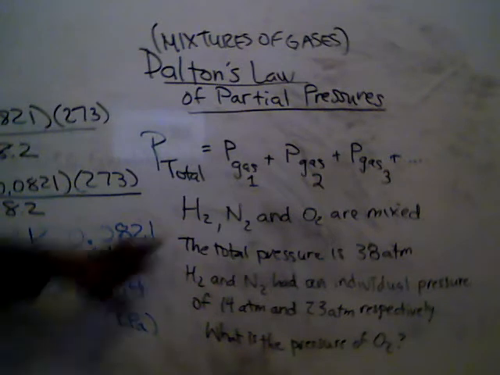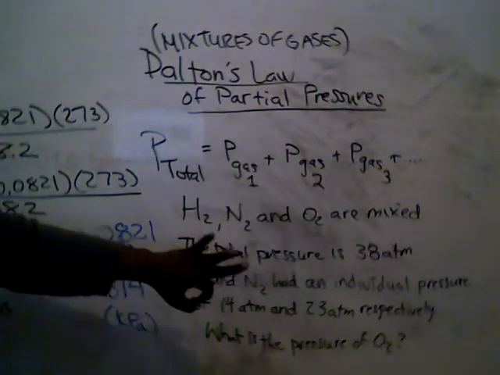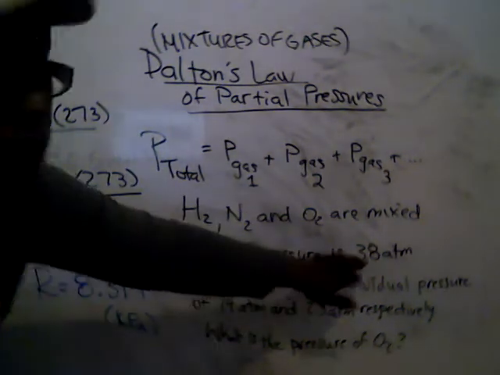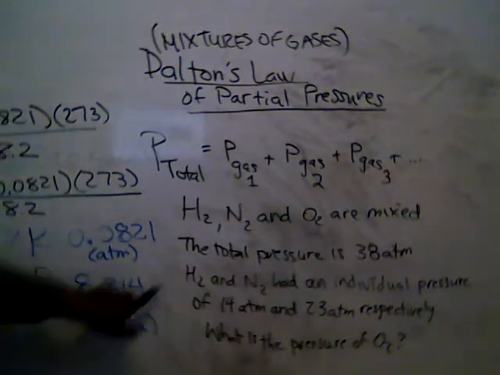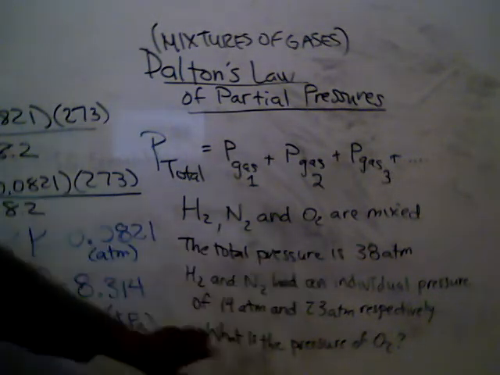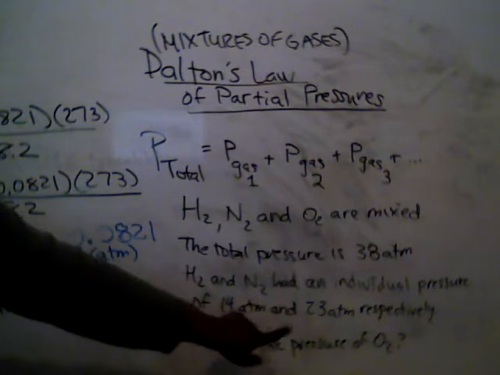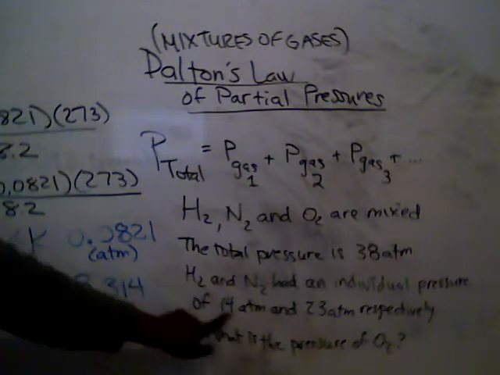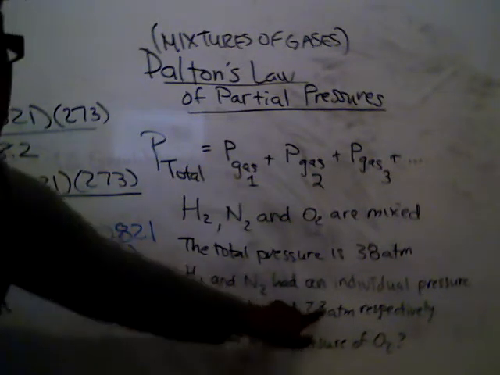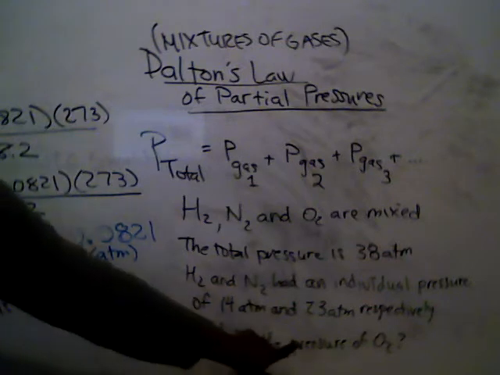Okay, so just to recap, we have hydrogen, nitrogen, and oxygen. So we have 3 gases mixed together. The total pressure of all the gases is 38. Hydrogen and nitrogen each have a pressure of 14 and 23. So hydrogen's contributing 14, nitrogen's contributing 23. And the question is, what is the pressure of the oxygen?